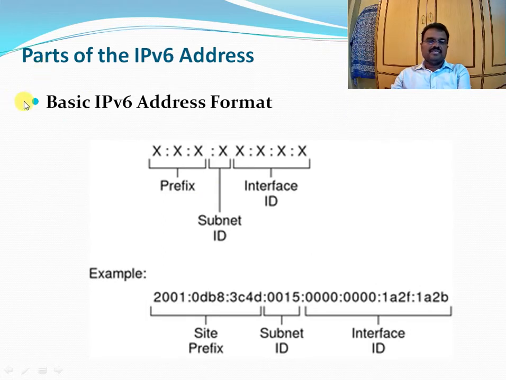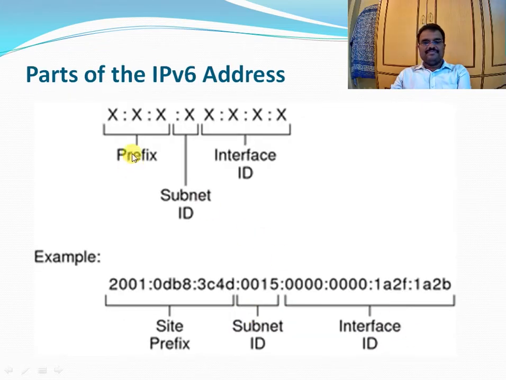So in this example, the basic IPv6 address format, this is a prefix. The first 3 16-bit fields are used to identify the site prefix, the next 16 bits are used to identify the subnet ID, and the remaining 4 16-bit fields are used for the interface ID.